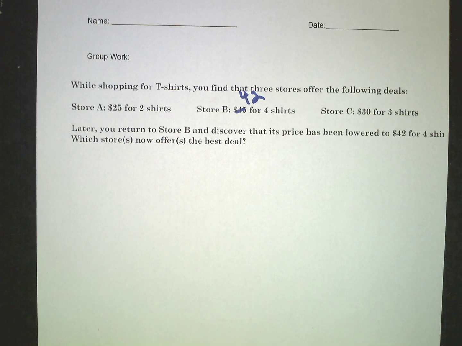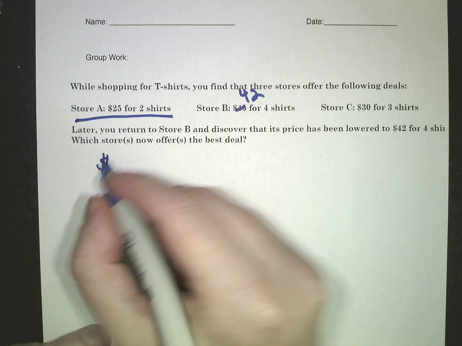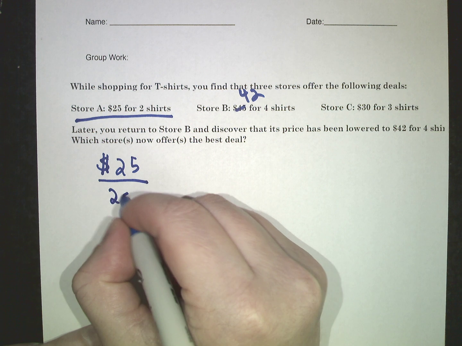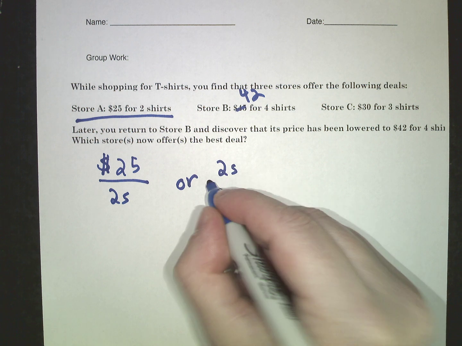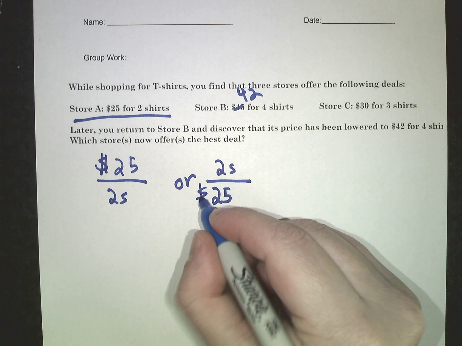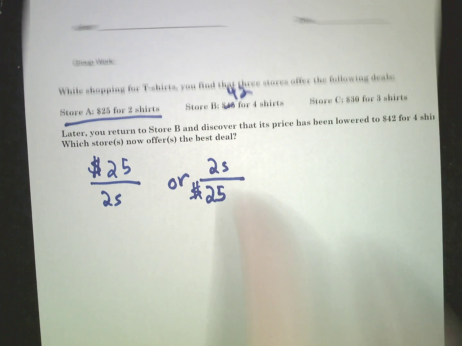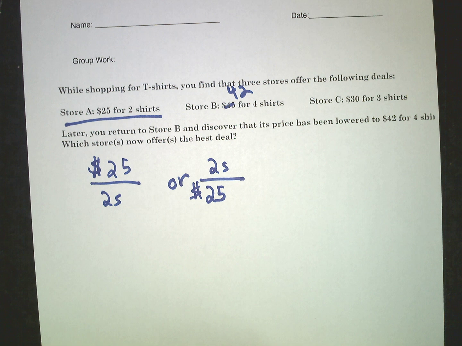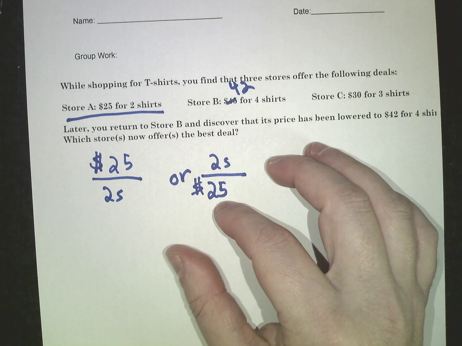Now, there are 2 ways I can write this proportion. I'm going to start with Store A. I can say $25 for 2 shirts, or I can say 2 shirts for $25. They may seem very similar, but they express a totally different idea. Here I'm taking 2 and dividing it by 25. How many shirts do I get for $25? I want to know the price per shirt, not the shirts per price.